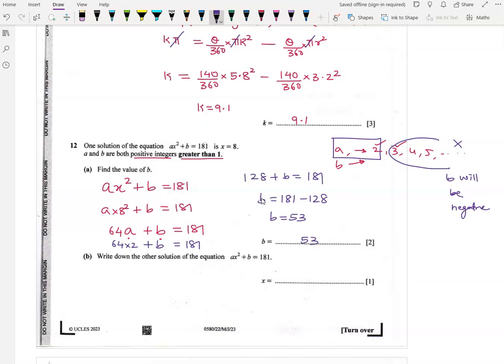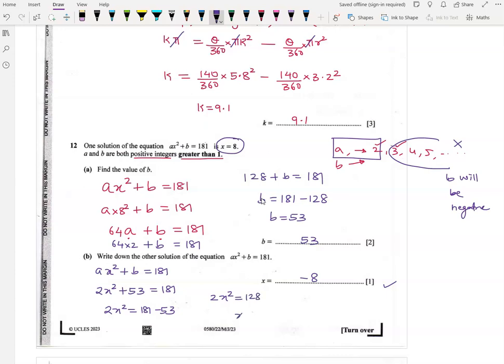Okay, part B. Write down the other solution of the equation ax square plus b equal to 181. It's for only 1 mark. If you can guess, the value of x is 8 and it is quadratic, so the opposite value is negative 8. Now if you cannot, then what you can do is you can write the equation ax square plus b equal to 181. Value of a we took it as 2, so 2x square. Value of b is 53 equal to 181. So 2x square equals 181 minus 53. So you get 2x square equals 128.